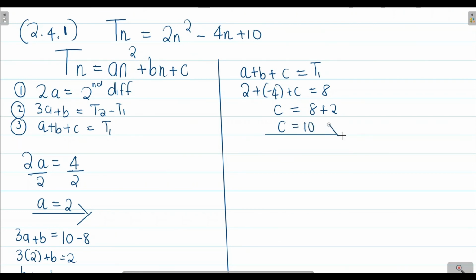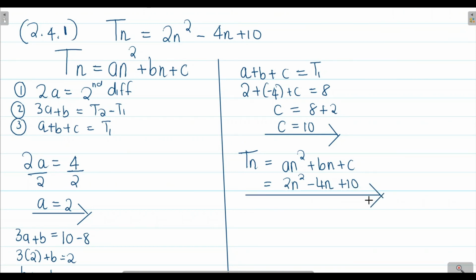Therefore, we found the values of a, b, and c. You can simply substitute them into this equation, Tn equals an squared plus bn plus c. What is your a? It is equal to 2, so 2n squared. What is your b? It's -4n. What is your c? It's 10. So we've proven that this quadratic sequence is given in the form of 2n squared minus 4n plus 10.